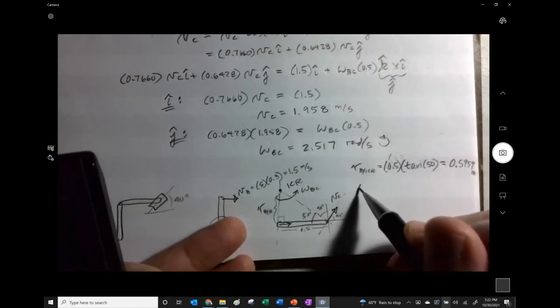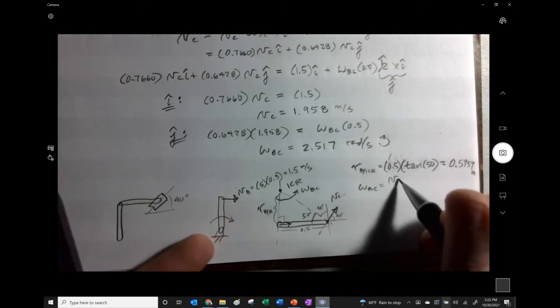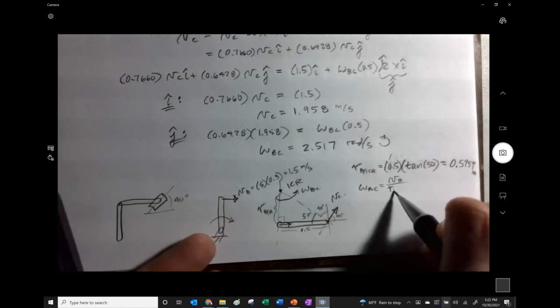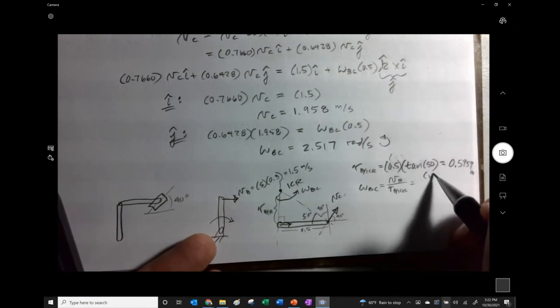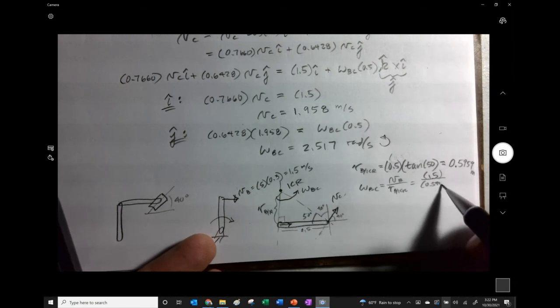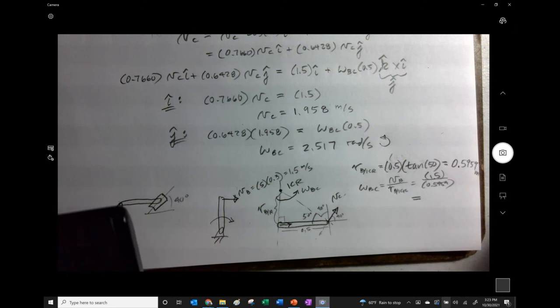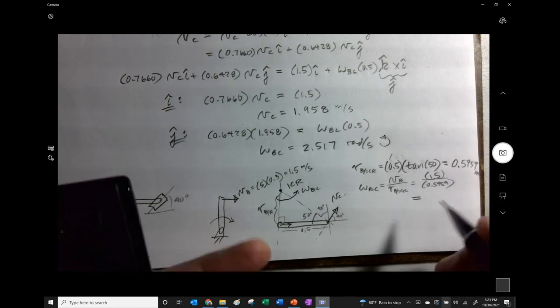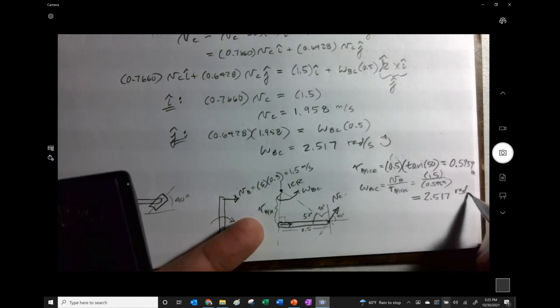So omega BC is going to be velocity of B divided by that RB with respect to ICR, or 1.5 divided by 0.5959. And we get 2.517 radians per second.